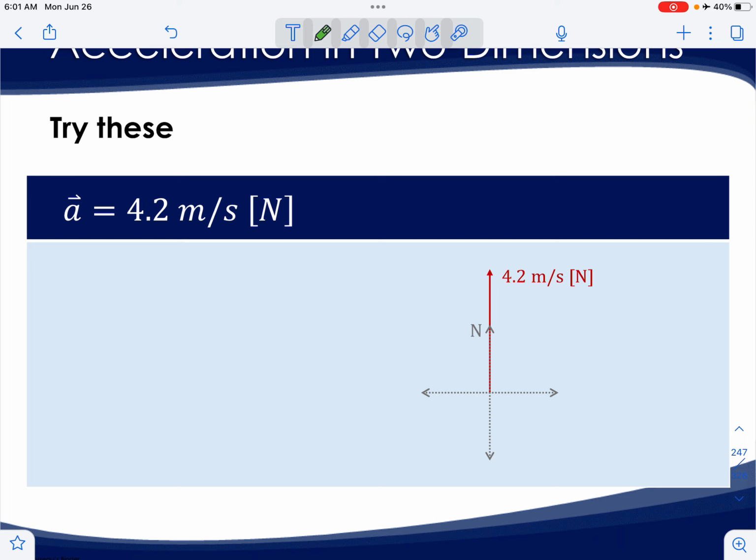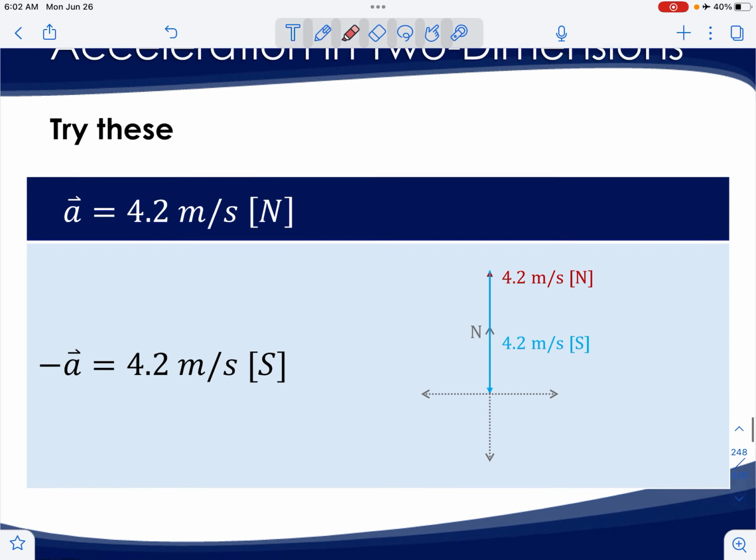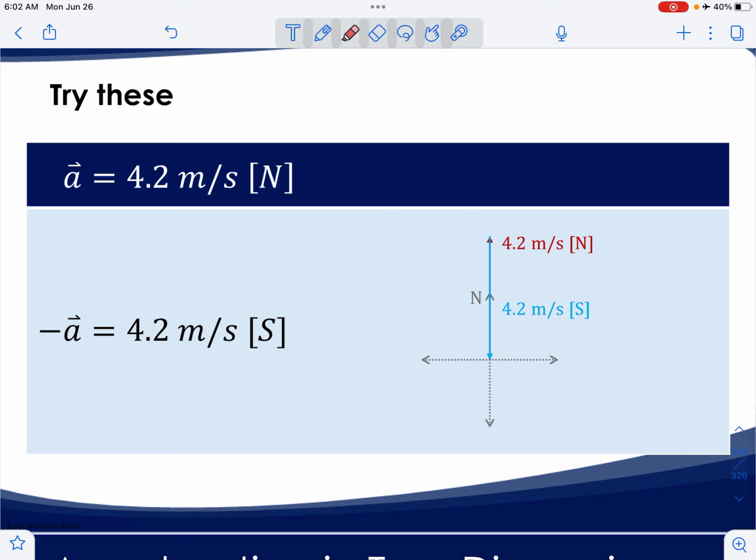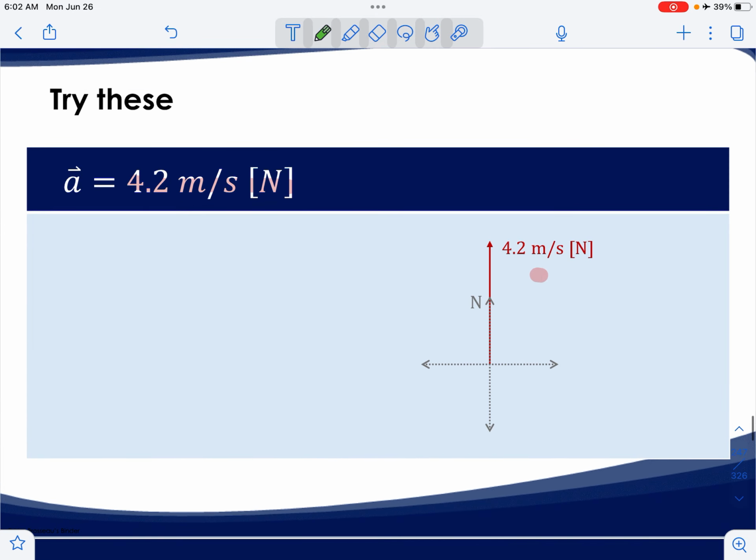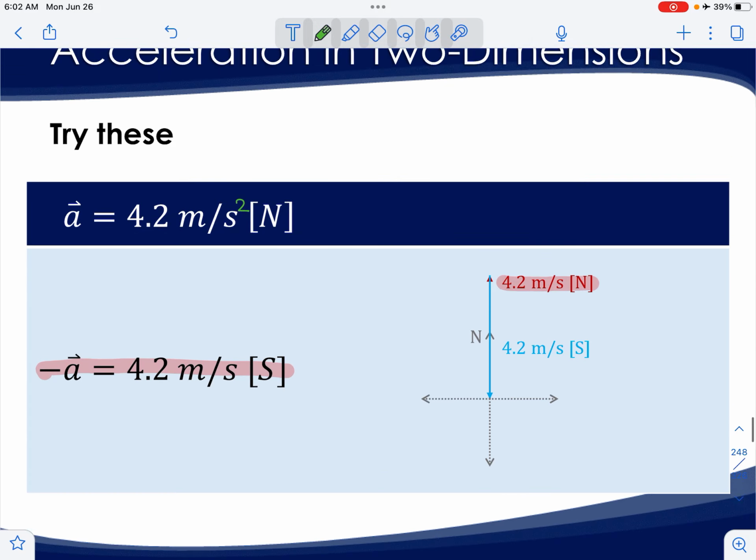Okay, so try these. We have acceleration of 4.2 meters per second north. Very good. Now we're supposed to do the negative. It's just showing 4.2 meters per second north, and this is an acceleration, so they made a mistake on this slide. This should be squared, because acceleration is our change in velocity over our change in time, and velocity is meters per second. So the units for acceleration are meters per second squared. So let's fix all that.